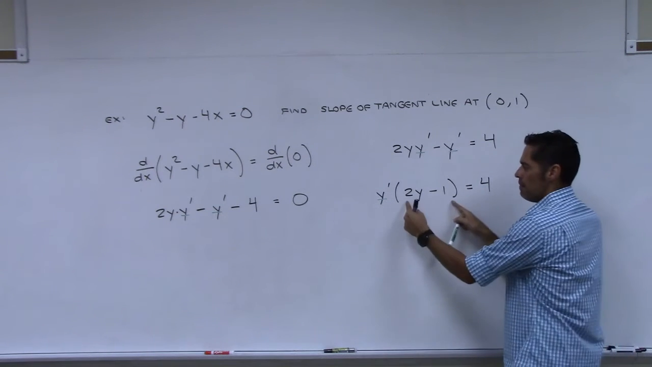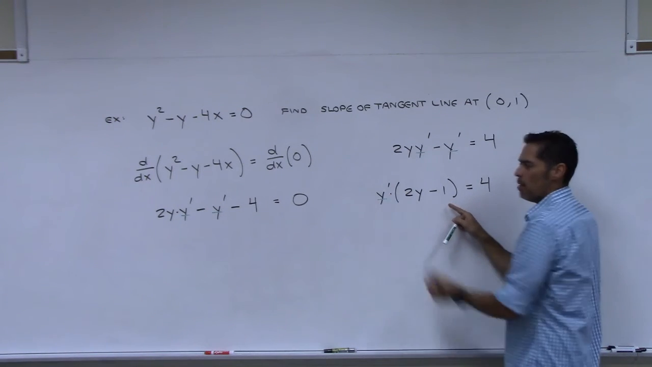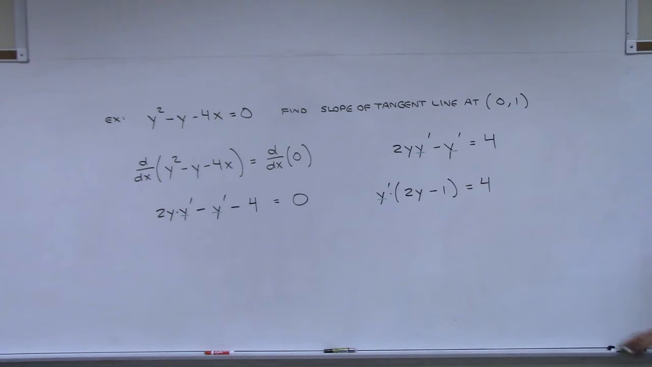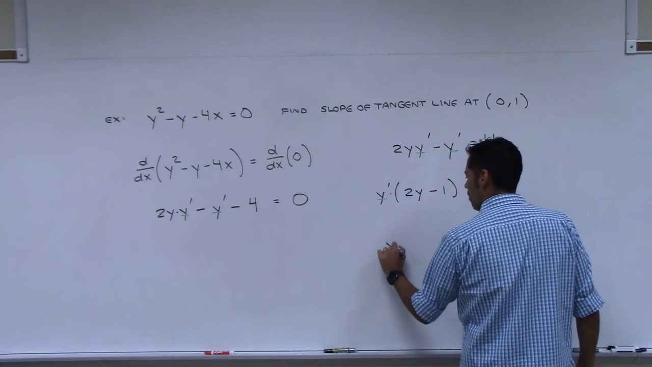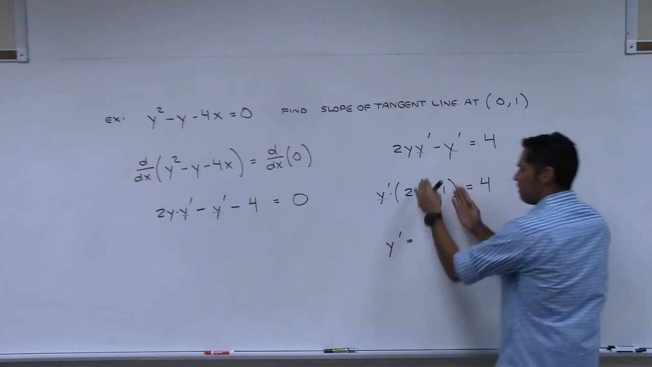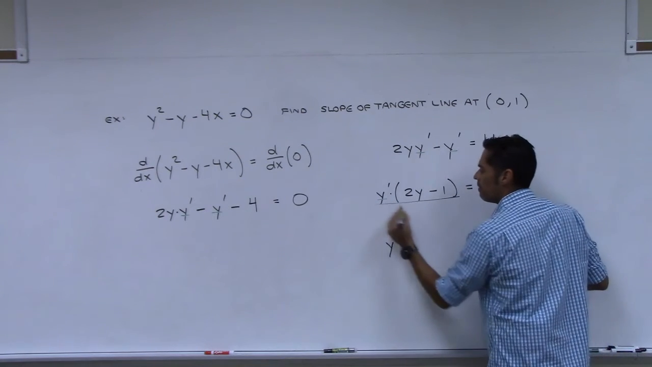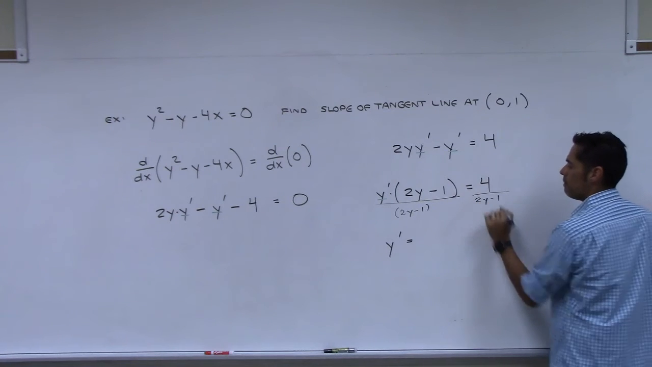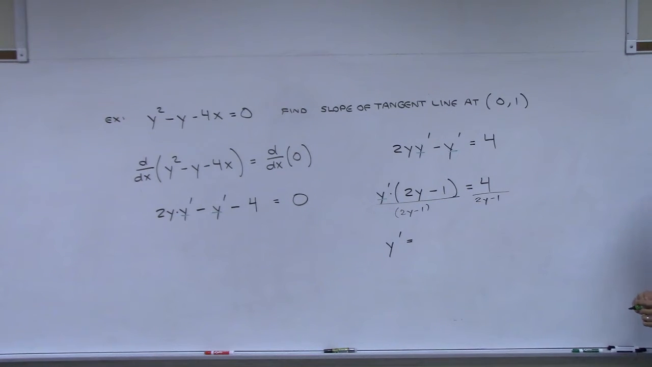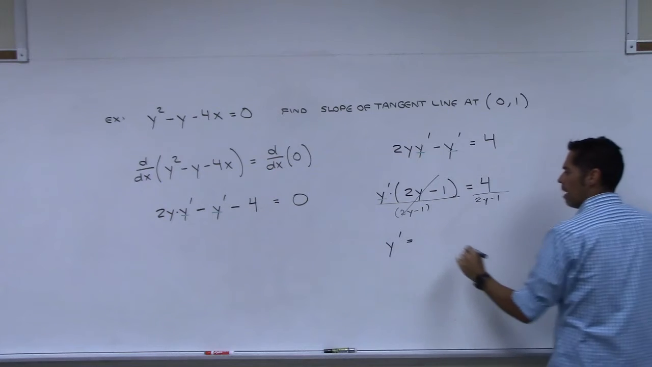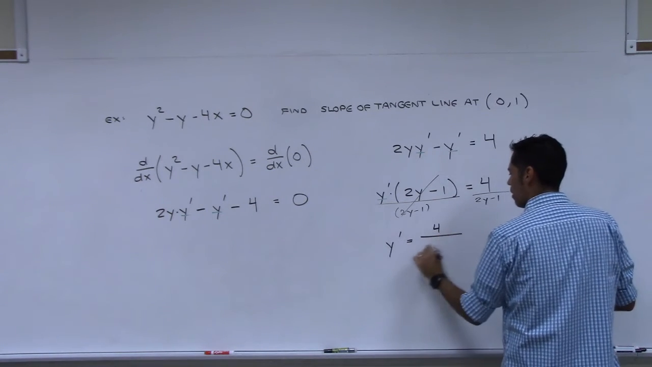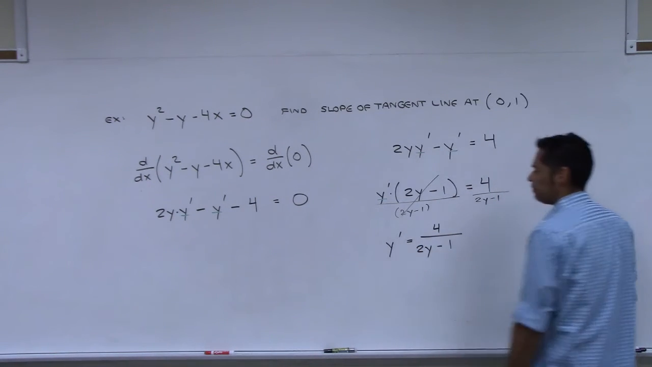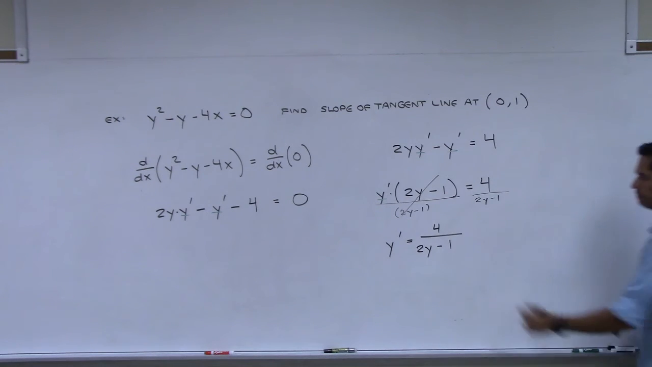I need to get rid of this that's being multiplied. So how can I get rid of that thing that's being multiplied on both sides? Divide it, right? Divide it on both sides. So y prime will equal, I divide this side by 2y minus 1, and I divide this side by 2y minus 1. These cancel, and I'm left with 4 over 2y minus 1. That's my answer.